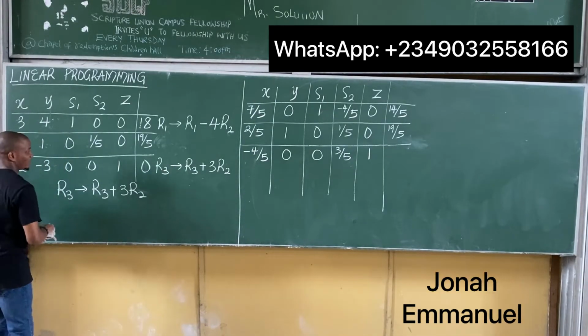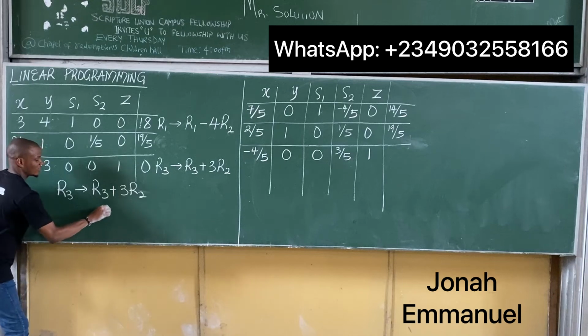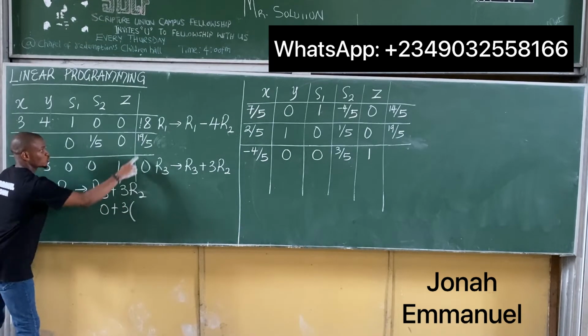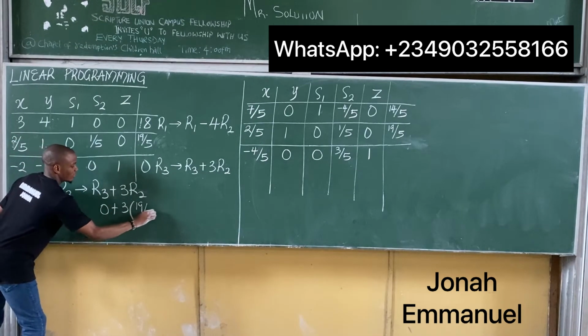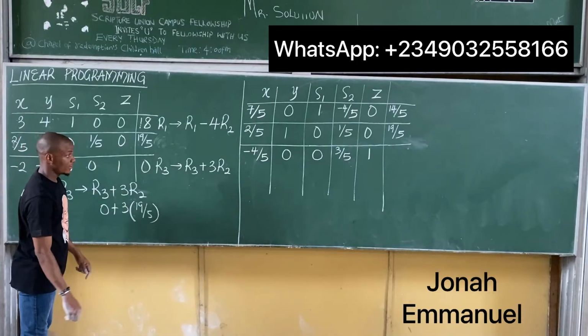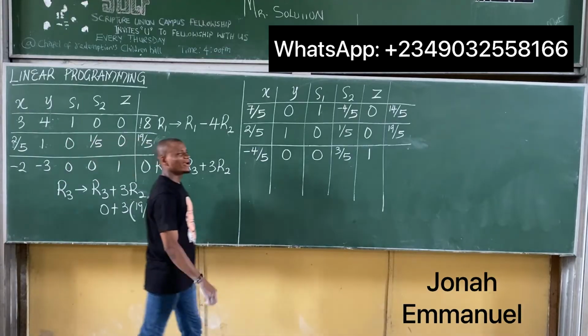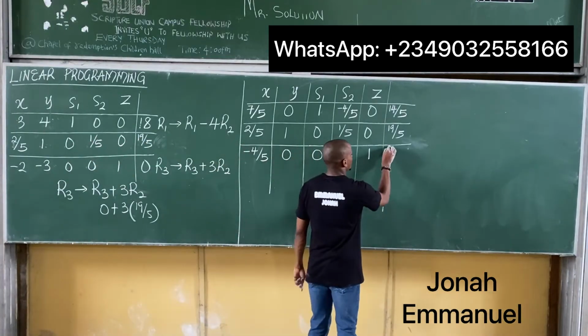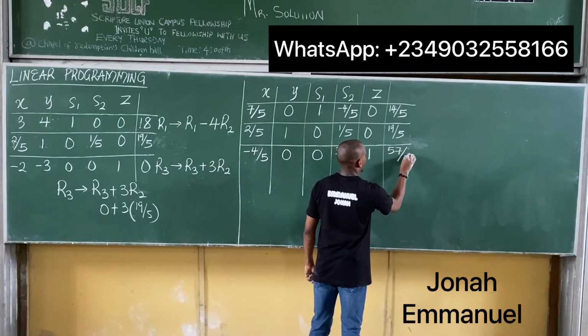One final step. Row 3, what do you have here? Plus 3 times row 2. Please give me an answer here. What do you have? 57 over 5. You have what there? 57 over 5.